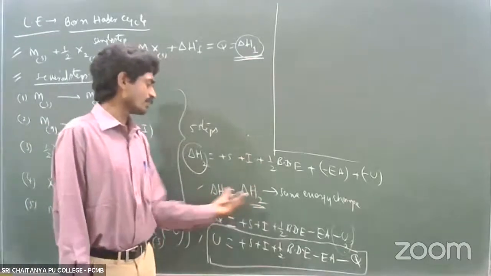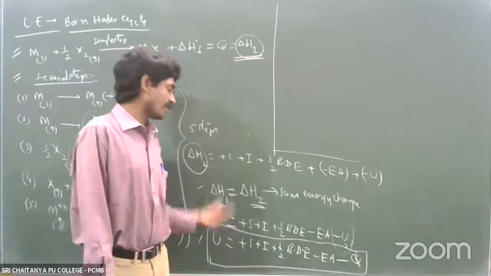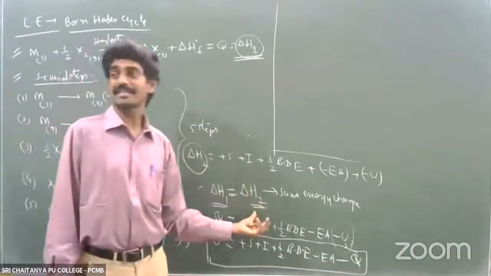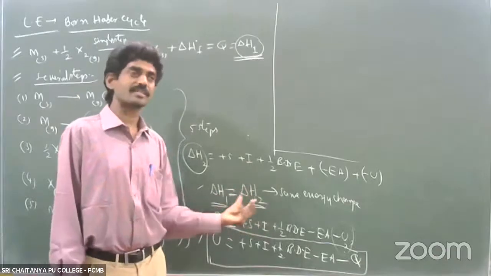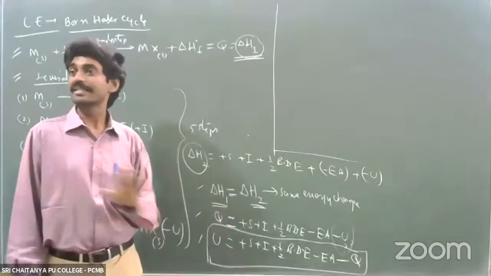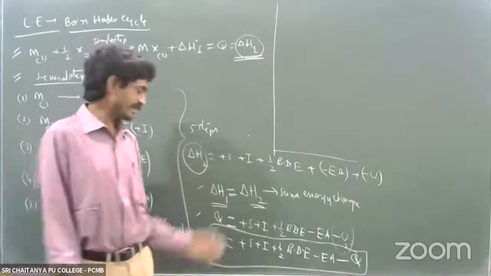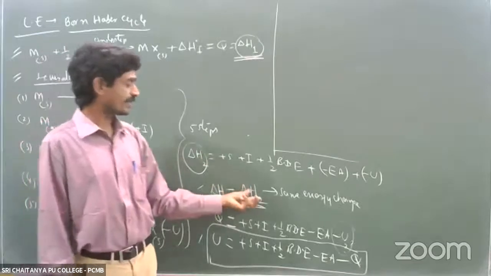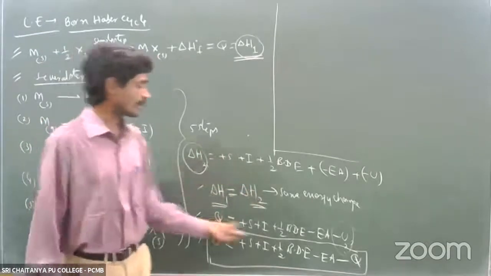That means both the steps are equal: how much energy is released here, the same amount of energy is released here also. That means the energy change, whether the reaction takes place in a single step or in several steps, remains constant. So delta H1 is denoted by the symbol Q. So Q is equal to what? Delta H2. What is delta H2? This is what you have to represent.